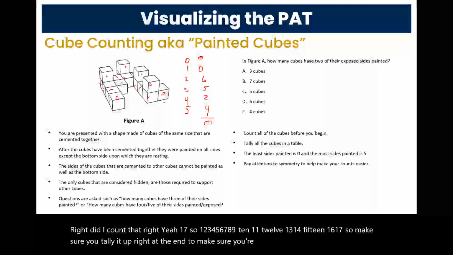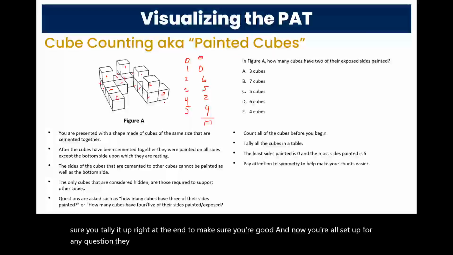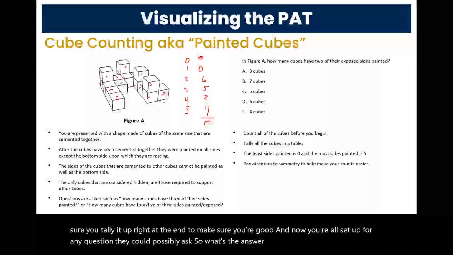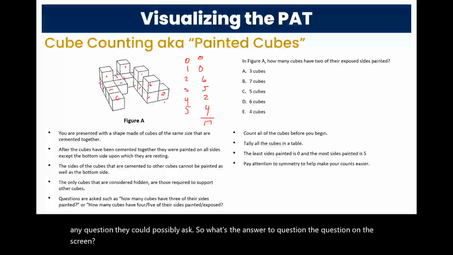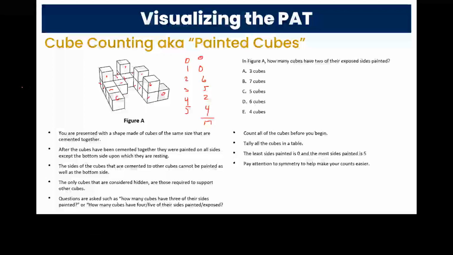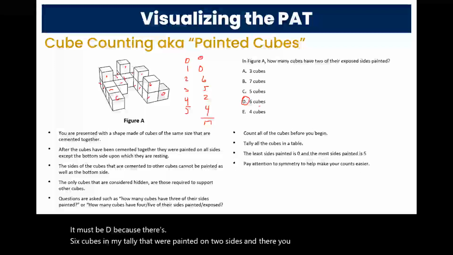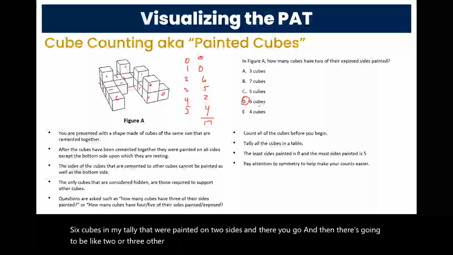And now you're all set up for any question they could possibly ask. So what's the answer to the question on the screen? It must be D because there are 6 cubes in my tally that were painted on 2 sides. And there you go. Then there are going to be 2 or 3 other questions asking how many cubes have 3 of their sides painted or 6 of their sides painted.